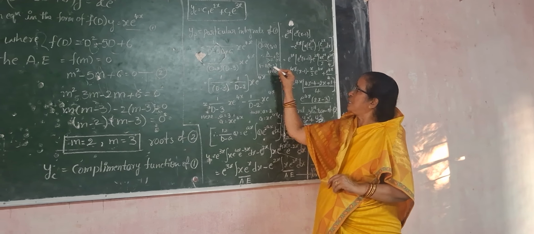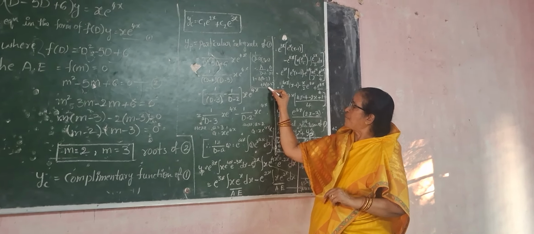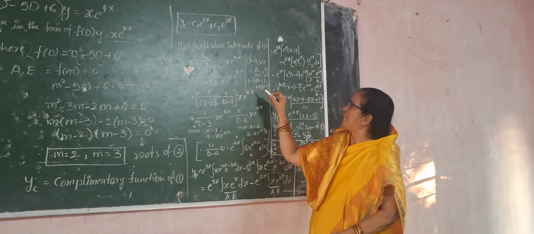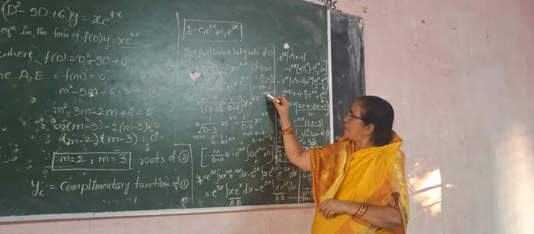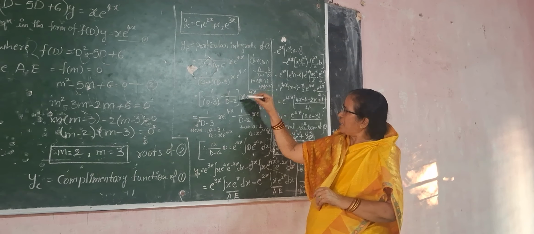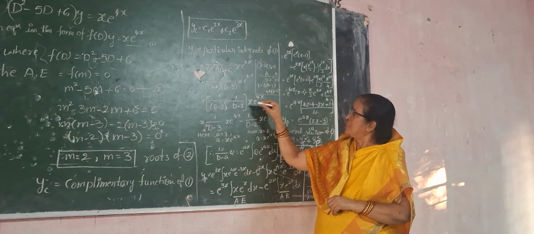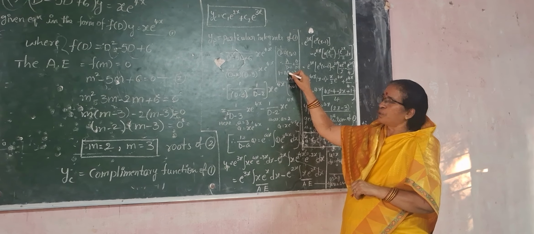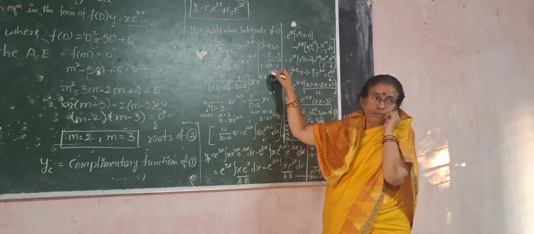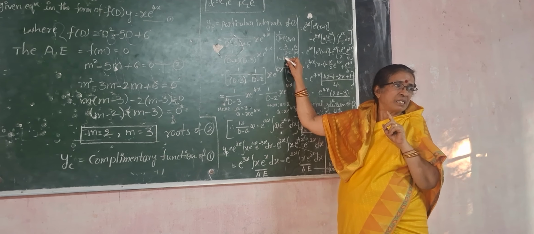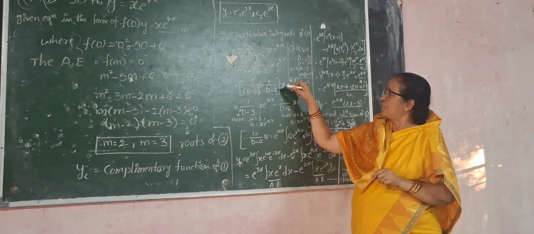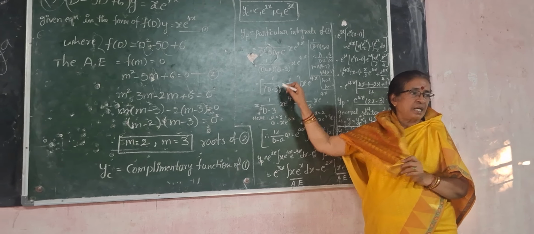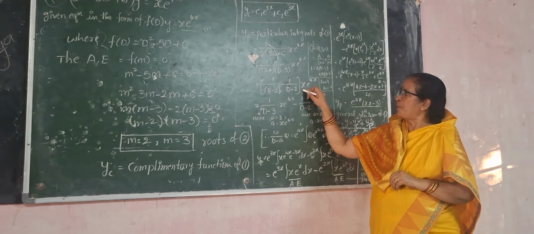By comparing, put D equal to 3: A will be cancelled. Therefore 3 minus 2 means 1, so B equal to 1. Put D equal to 2: B gets cancelled. We get 2 minus 3 means minus A, so minus A is equal to 1. Therefore, A equal to minus 1. So we got 1 by (D minus 3) minus 1 by (D minus 2) operating on x e power 4x.